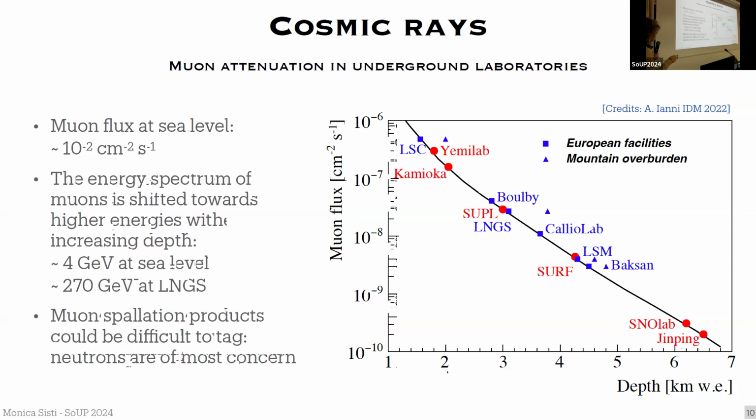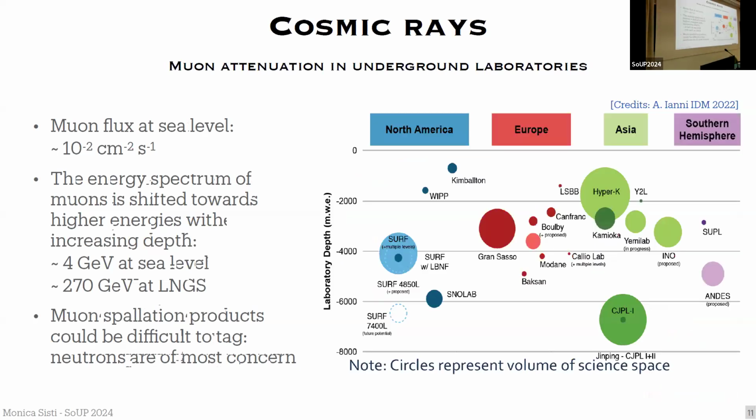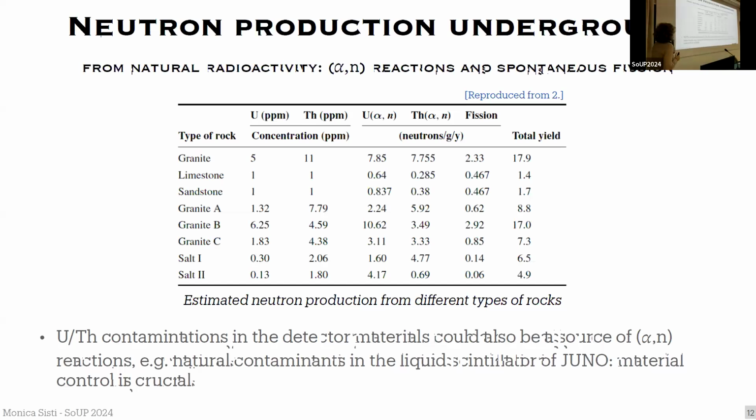This curve is a qualitative curve giving the muon flux, but the actual overburden in Gran Sasso is this one, 3,700 meters of water equivalent. And I like this picture because it gives you the distribution of the underground laboratories with their experimental space all over the world.